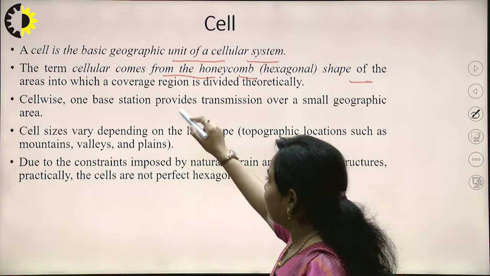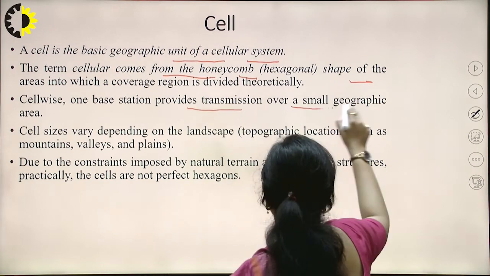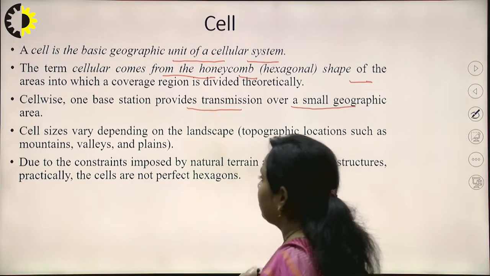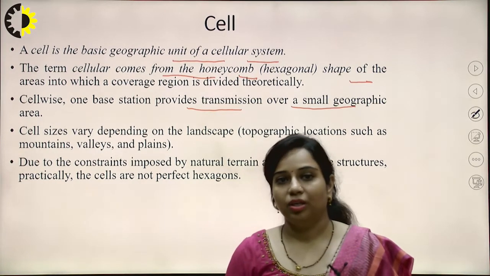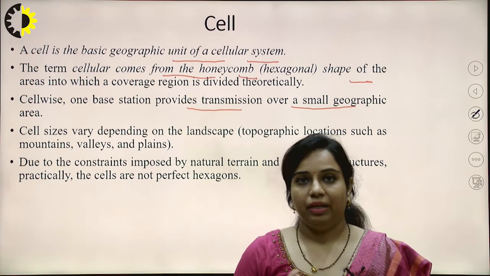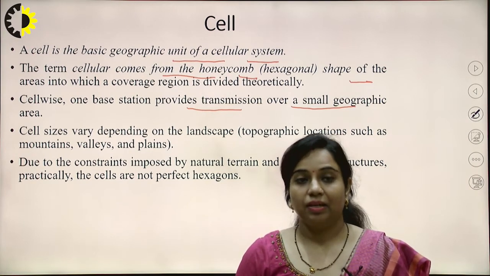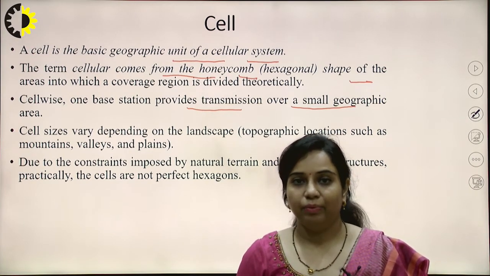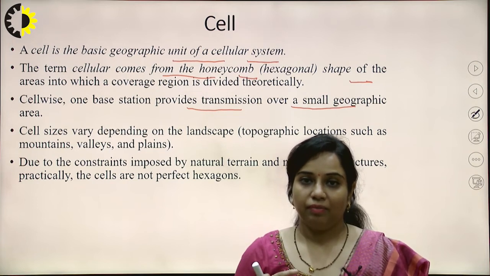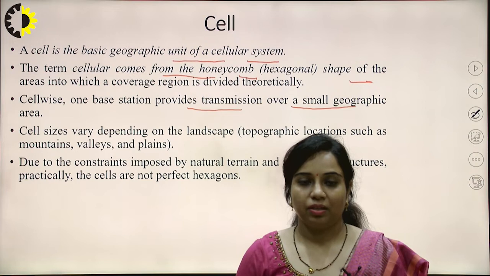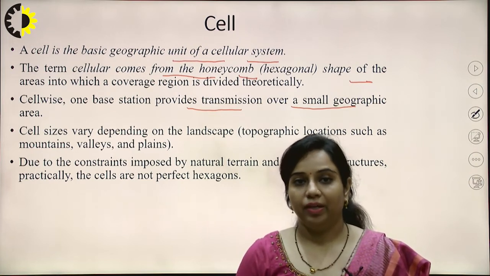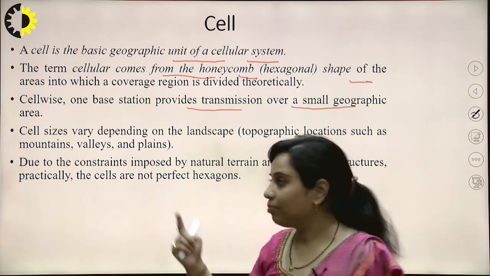Now cell wise, one base station provides transmission over a smaller geographical area. Cell sizes vary depending on the landscape. Basically, it depends on the population size. Whenever the population size is less, bigger cells are considered, and whenever the population is very high, smaller cell size is considered, so that connectivity can be provided to the large population when we consider the very small cell size. So that is the concept of this one.